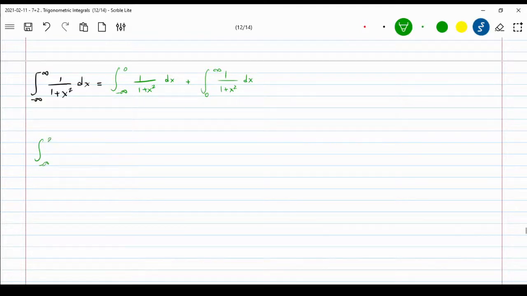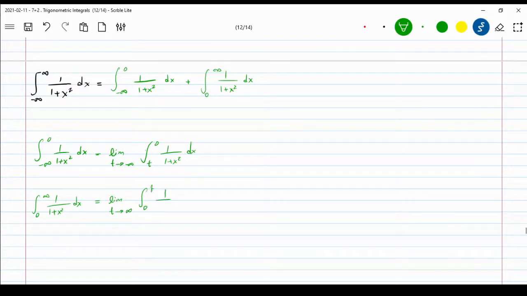From negative infinity to 0, 1 over 1 plus x squared dx, and the integral from 0 to infinity, 1 over 1 plus x squared dx. This is the same as limit t approaching negative infinity of the integral from t to 0, 1 over 1 plus x squared dx, and same thing down here, t approaching positive infinity from 0 to t, 1 over 1 plus x squared dx.